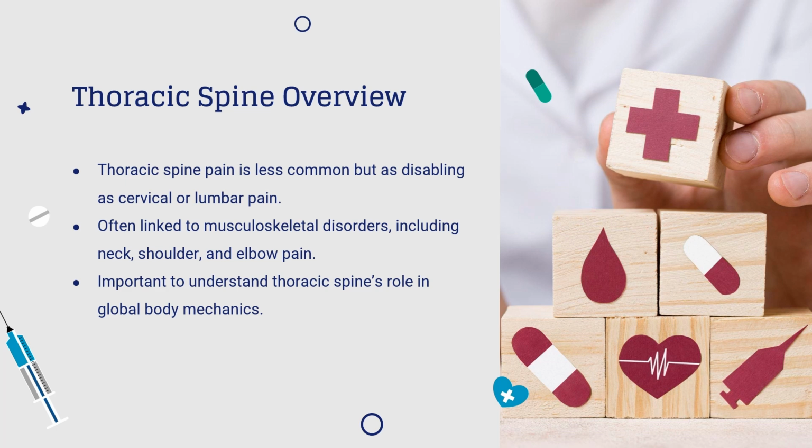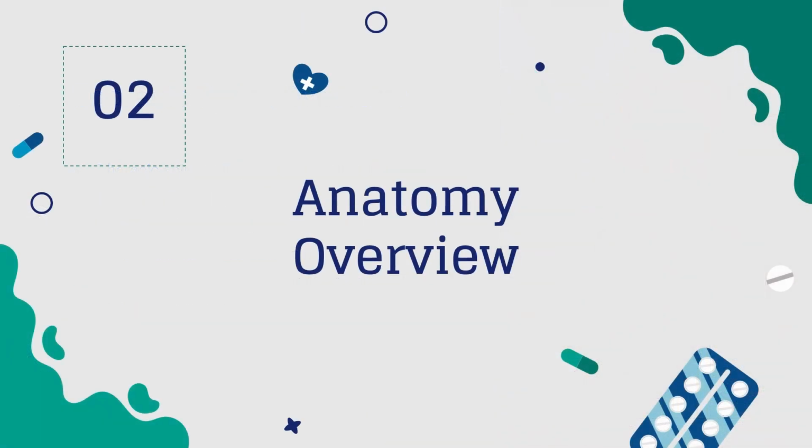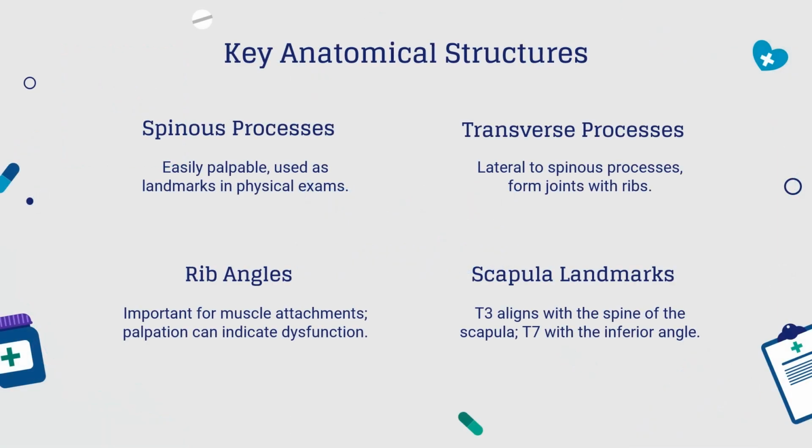Often linked to musculoskeletal disorders, including neck, shoulder, and elbow pain. Important to understand the thoracic spine's role in global body mechanics. Anatomy overview. Key anatomical structures. Spinous processes, easily palpable, are used as landmarks in physical exams.